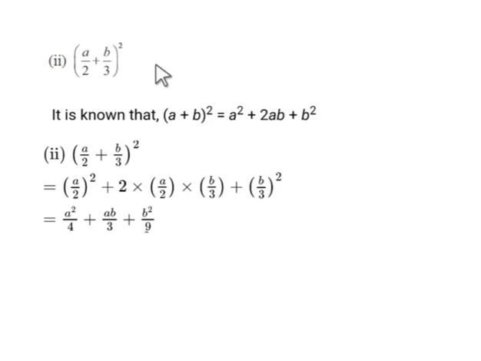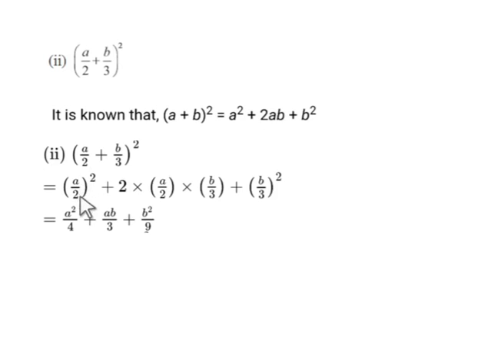Now second example, (a/2 + b/3)². Again we will use the formula (a + b)² = a² + 2ab + b². Now in this example, a is a/2 and b is b/3. So here we will replace a by a/2 and b by b/3.